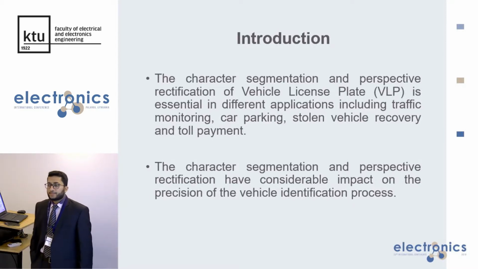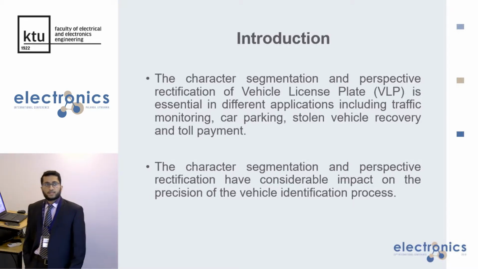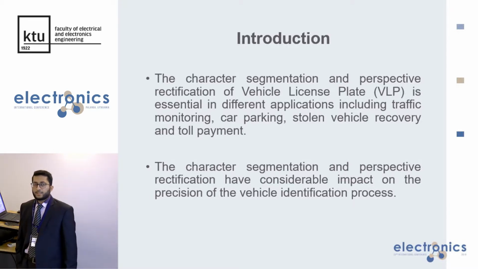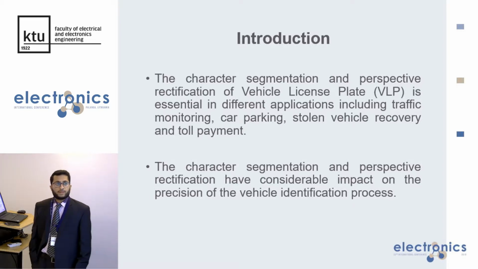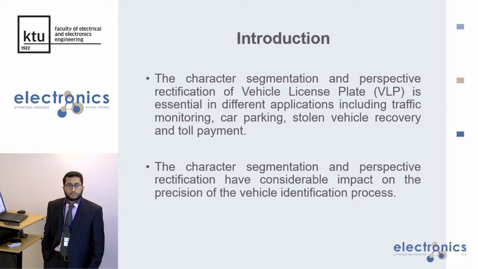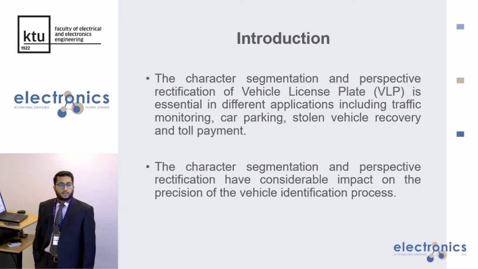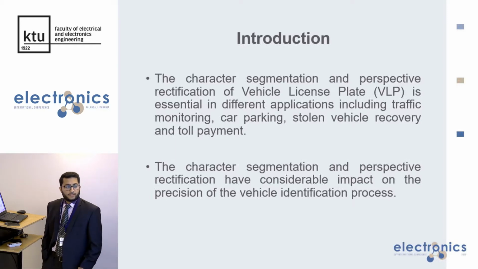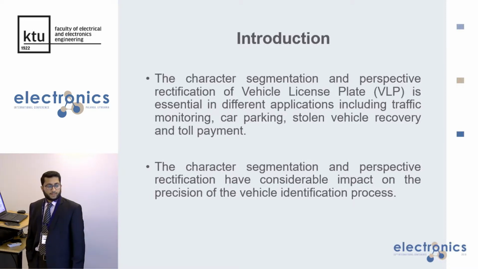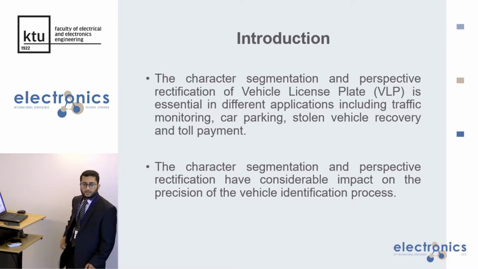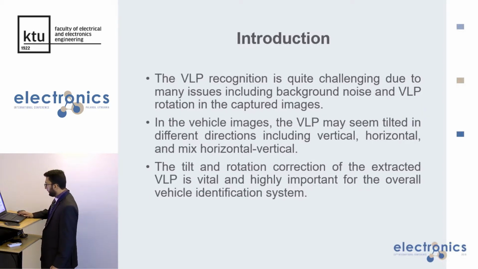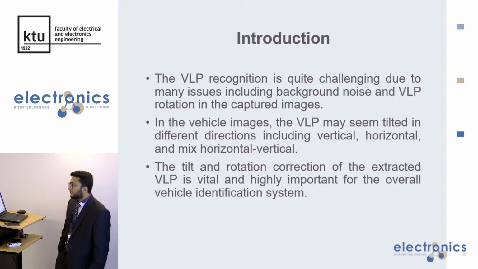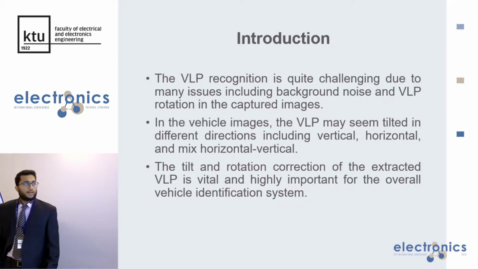As we know, the character segmentation and perspective rectification of the license plate is very important in many applications, including traffic monitoring, car parking, recovering a stolen vehicle, or toll payment. The character segmentation and perspective rectification have a considerable impact on the precision of the license plate vehicle identification. Now VLP recognition is quite challenging because of many issues. Sometimes the captured image is already rotated, and sometimes there is too much noise in the image.